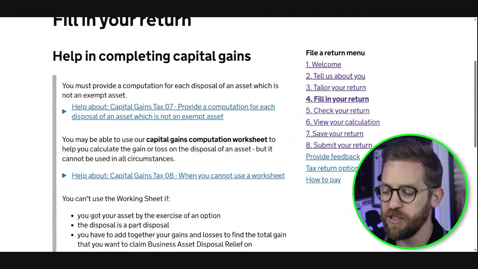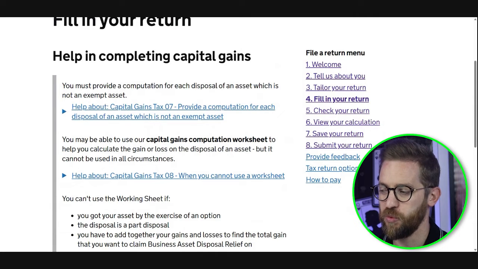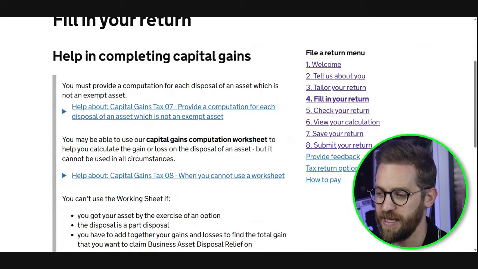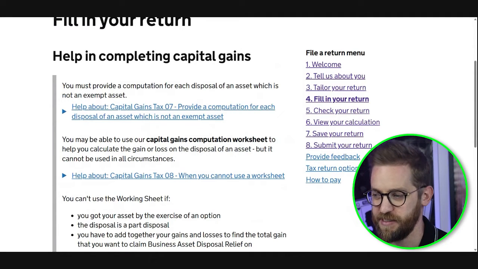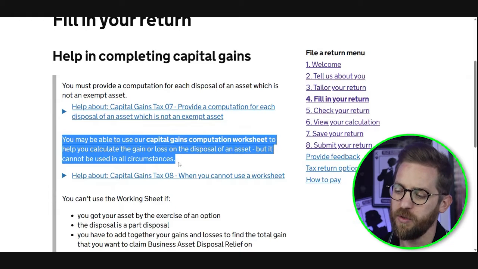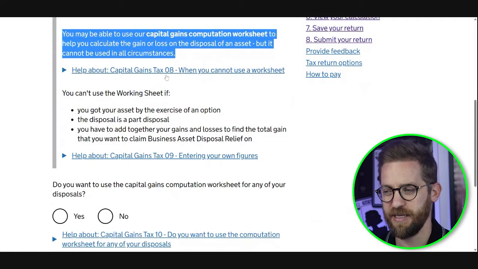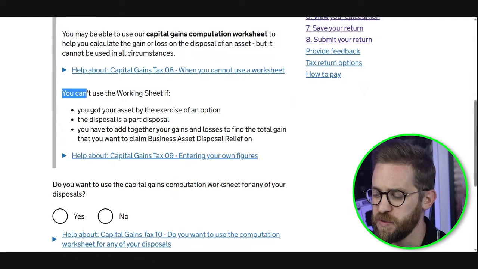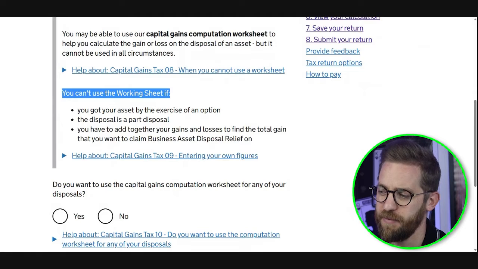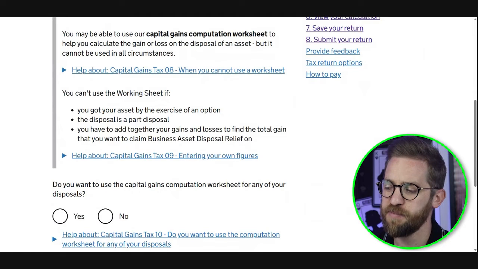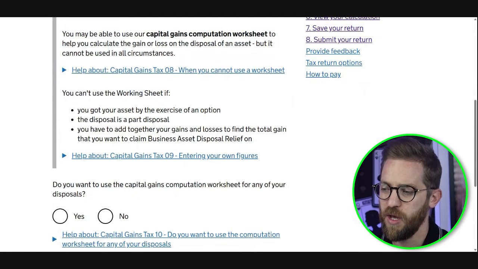You may be able to use our capital gains computation worksheet to help you calculate the gain or loss on the disposal of an asset, but it cannot be used in all circumstances. This is down here I'm reading. So if you scroll down, you can see, and again, you can look at the detailed guidance, but it gives you a good idea here. You can't use the working sheet if you got your asset by the exercise of an option. The disposal is a part disposal, and then you have to add together your gains or losses to find the total gain that you want to claim BADR on, business asset disposal relief.